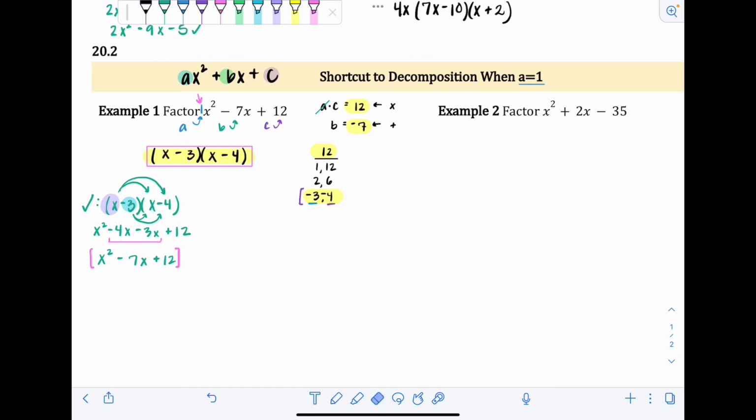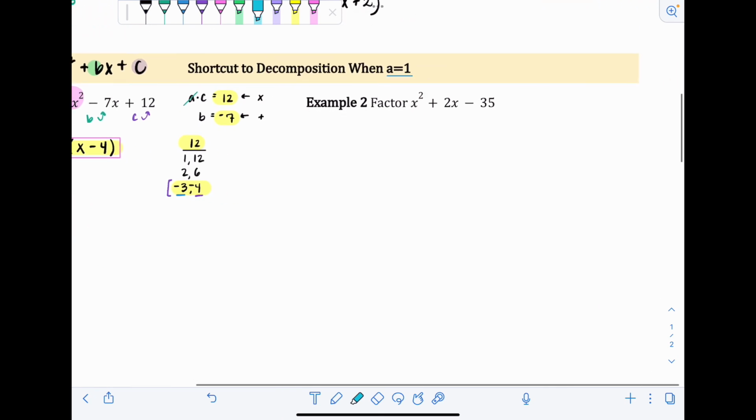So we had a 1x squared right here that broke down into x and x. And then the other two parts of the parentheses, the -3 and -4, came from the pair that we got when we were trying to multiply to 12 and add up to -7. Or in other words, multiply to C and add up to B. So try pausing it and seeing if you can get it on your own. If not, it's not a huge deal, and we can just play the video after, but it's a good time to check.